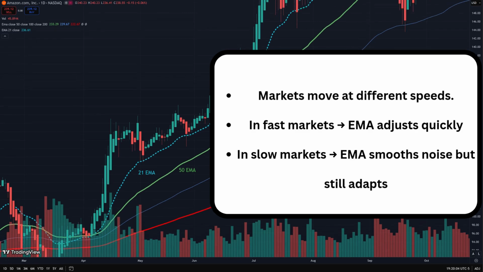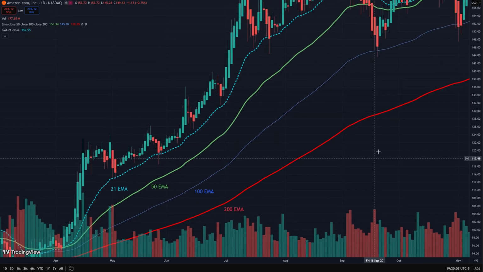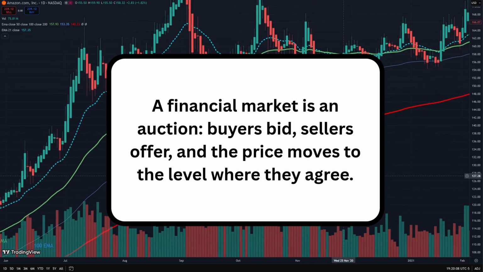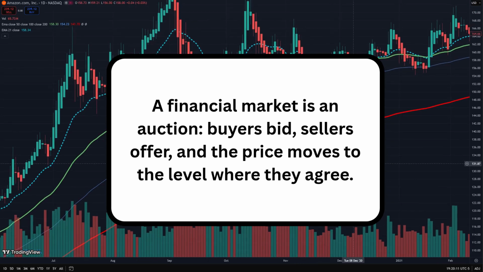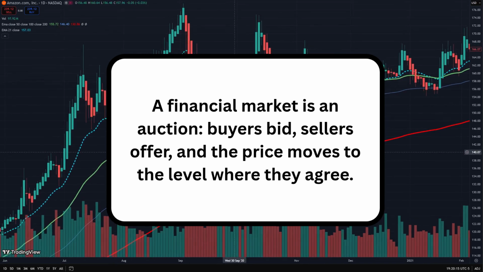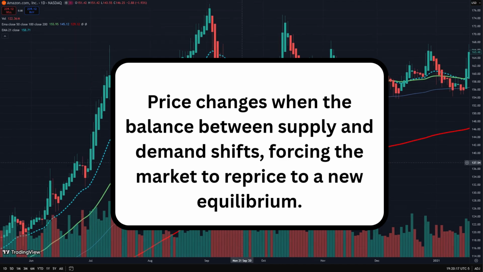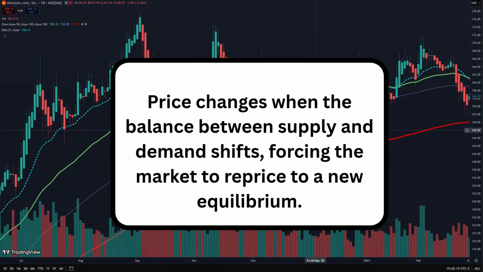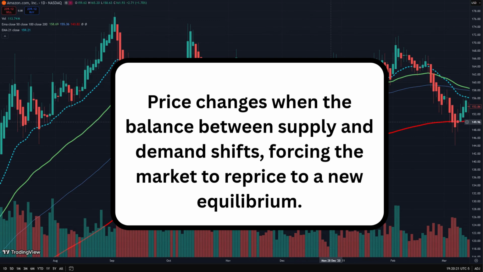What a market actually is. Before indicators, understand this. A financial market is an auction. Buyers bid, sellers offer. Price moves to the level where transactions agree. Price changes because demand and supply shift, not because indicators tell it to move. Indicators are tools for interpretation, not prediction.